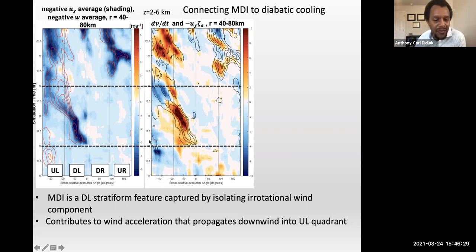So what we found was that when we look at just these pixels where you have your MDI type flow, of course, it is helping to accelerate the winds shown in red here. So dV/dt is pretty strong in this region, and it's also largely due to the radial advection component of the momentum budget. So this MDI is clearly contributing to a wind acceleration that propagates downwind into the upshear left quadrant, more so than in any other quadrant where you have this same feature.